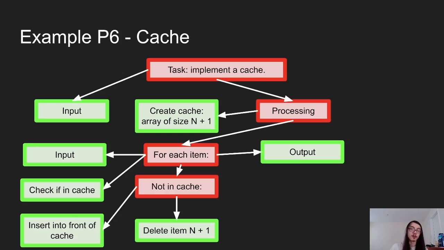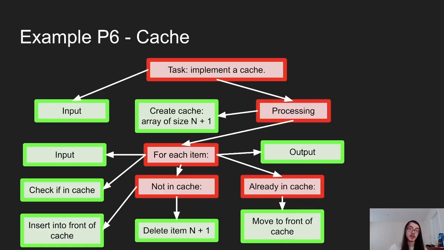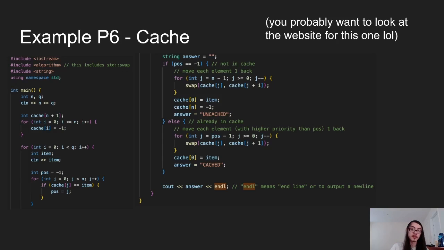And if our item is already in the cache, we can move each element that's higher priority than this element backwards to leave the first spot open for the item. Note that by doing this, we don't change the relative order of the elements, again, which is the correct thing to do. And that's it. We have these two cases, and that's all we need to do. So here's the code. It should be pretty self-explanatory.